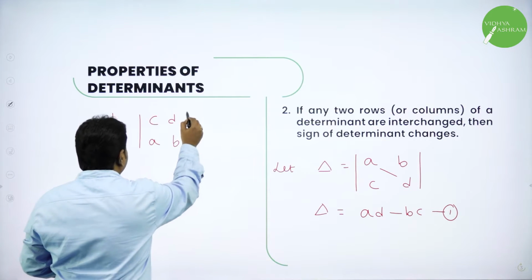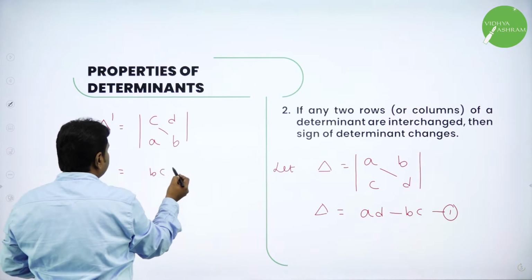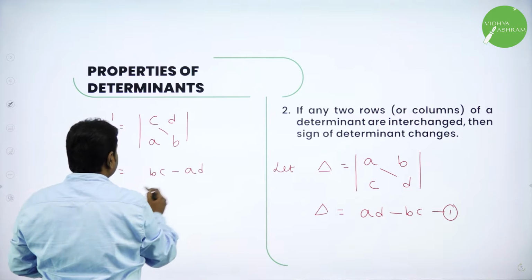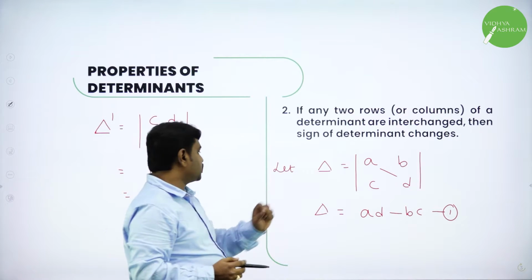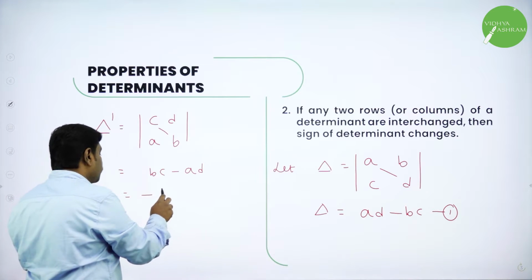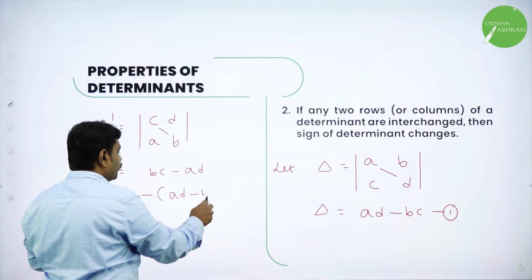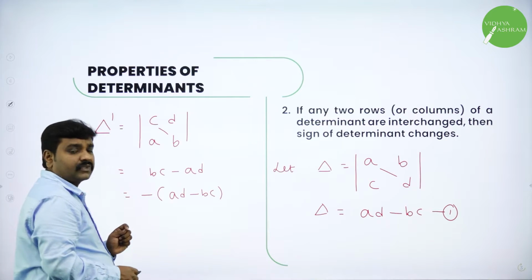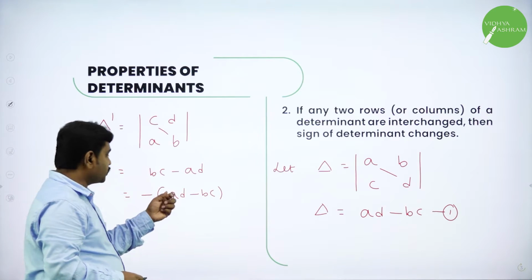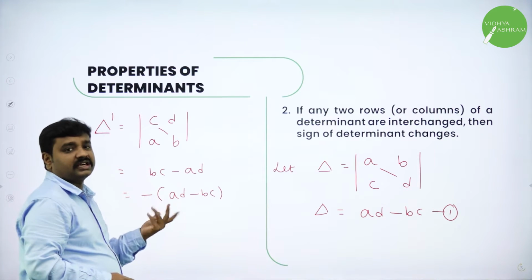Now I'll expand this. If I expand this, I'll get BC or CB, one and the same, minus AD. See, earlier we got AD minus BC, now we are getting BC minus AD. I'll take minus common in these two. If I take minus common, negative becomes positive and positive term becomes negative. Do you agree or not? BC minus AD can be written as minus of AD minus BC. If you multiply, it will become minus AD and plus BC, that's it.